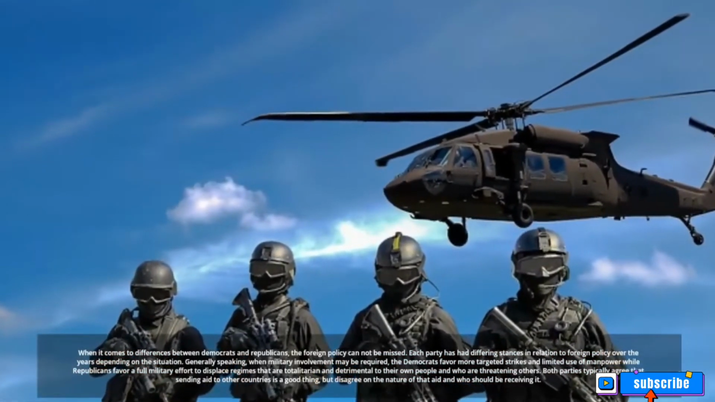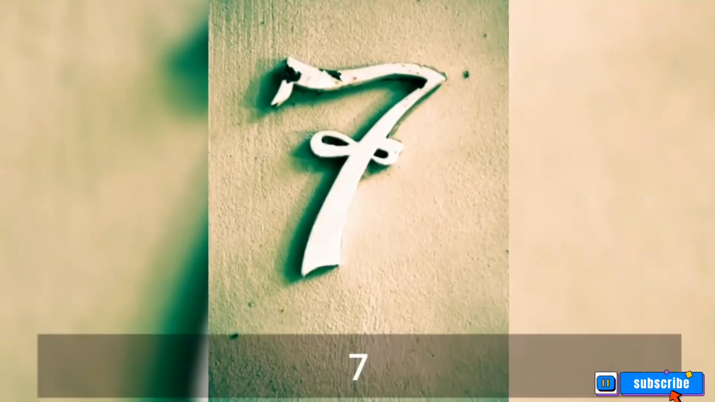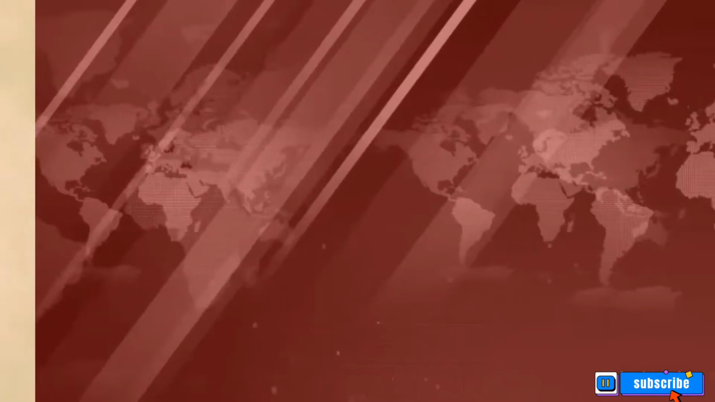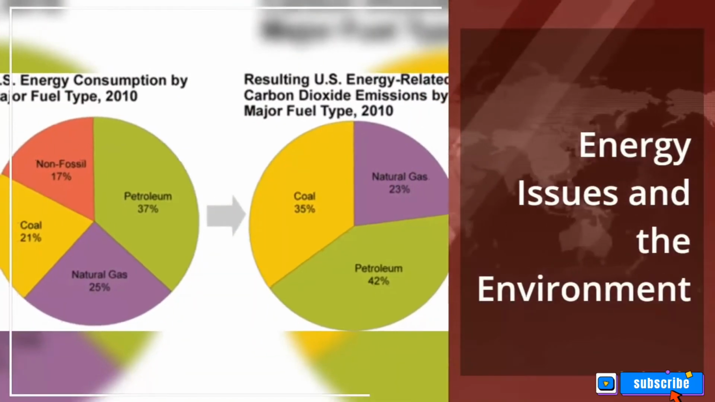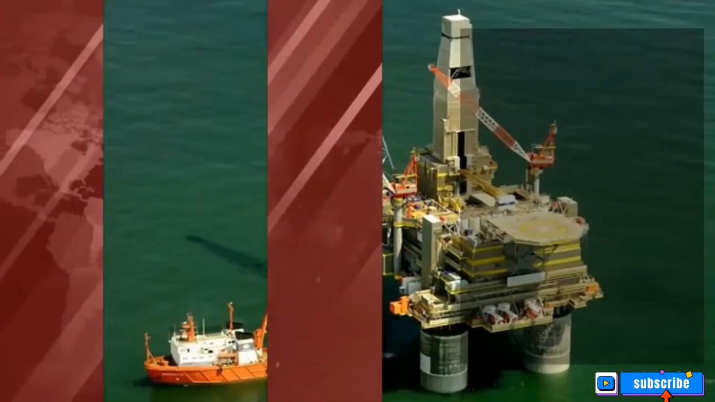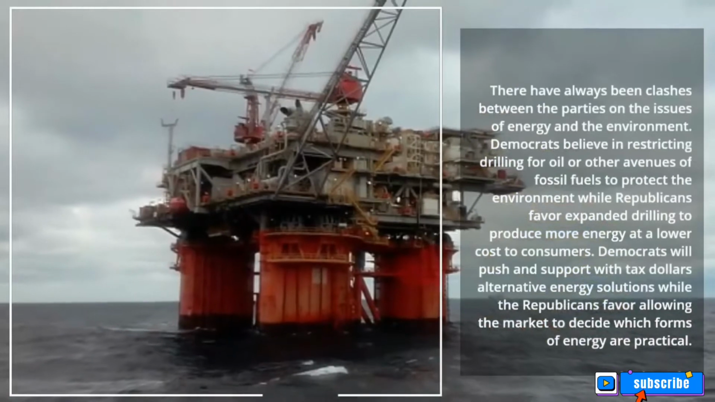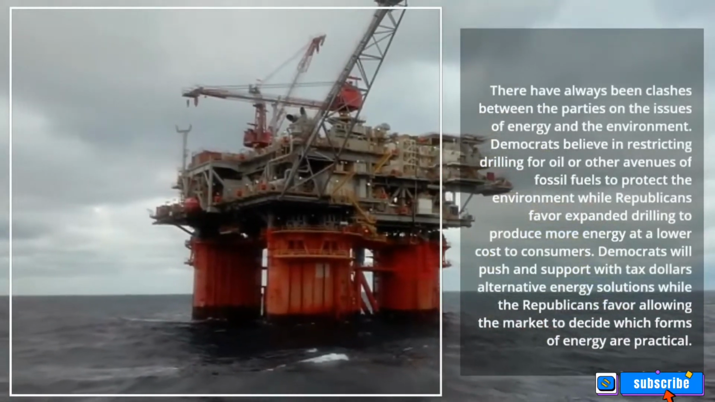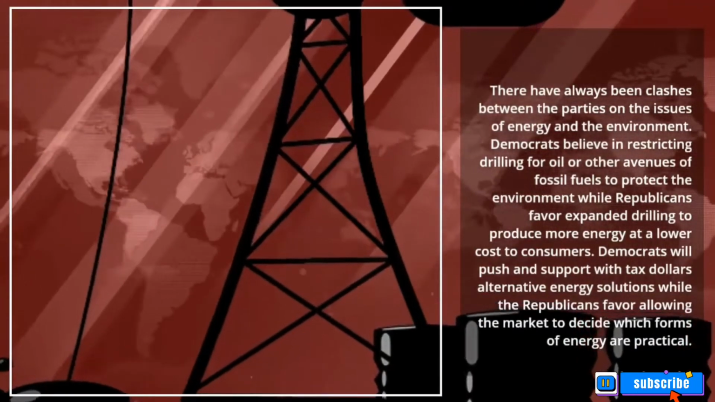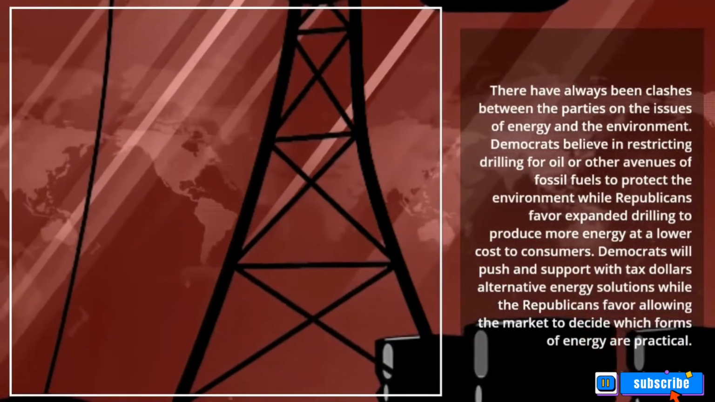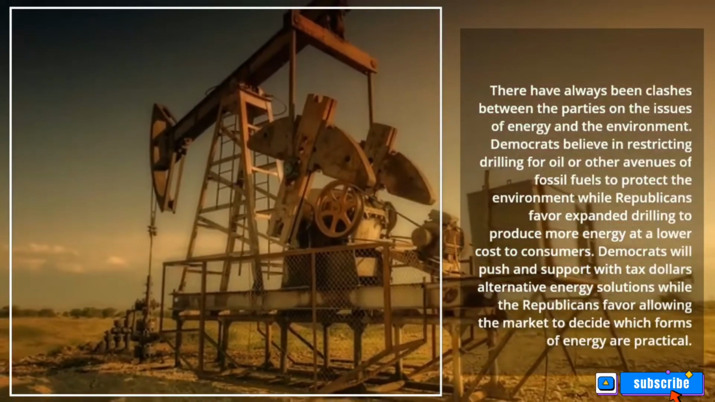When it comes to differences between Democrats and Republicans, the foreign policy cannot be missed. Each party has had differing stances in relation to foreign policy over the years depending on the situation. Generally speaking, when military involvement may be required, the Democrats favor more targeted strikes and limited use of manpower, while Republicans favor a full military effort to displace regimes that are totalitarian and detrimental to their own people and who are threatening others. Both parties typically agree that sending aid to other countries is a good thing, but disagree on the nature of that aid and who should receive it.